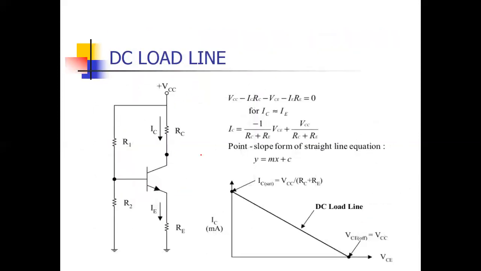So let's have a quick overview of the DC load line. If you remember, for the DC load line, we apply KVL on the output side: VCC minus ICRC minus VCE minus IERE equals 0, and we just consider IB approximately equal to 0, so IC equals IE. Rearranging this equation, you will get the equation of IC, and if you compare this equation with the straight line equation, y equals mx plus c, you will get the points x and y. X will be VCE, y equals IC, and now you want to find these end points A and B, once when x is 0, and once when y equals 0.